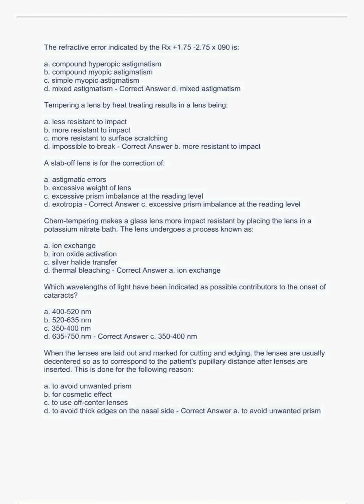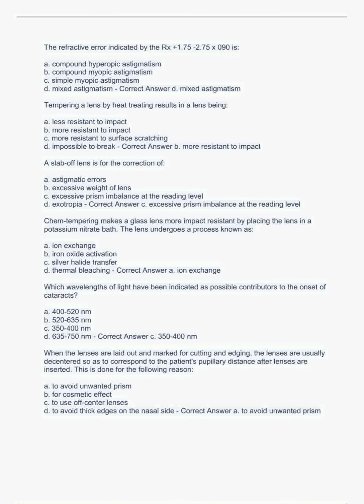Chemtempering makes a glass lens more impact resistant by placing the lens in a potassium nitrate bath. The lens undergoes a process known as: A. Ion exchange. B. Iron oxide activation. C. Silver halide transfer. D. Thermal bleaching. Correct answer A.